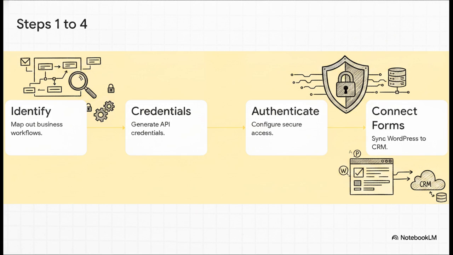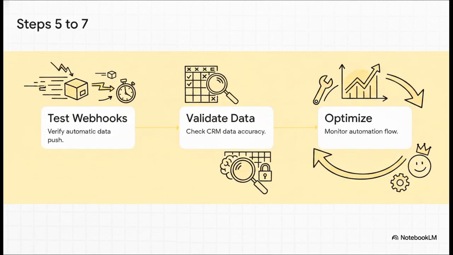Step 3 is where you securely configure your authentication. This is incredibly important, as incorrect authentication routing is exactly where most people get permanently locked out of their own systems. Step 4 is to connect your front-end tools, like those WordPress forms we talked about, so your very first touchpoint, the lead capture, is perfectly synced directly to the CRM. Let's see how this builds as we move into the final execution phases.